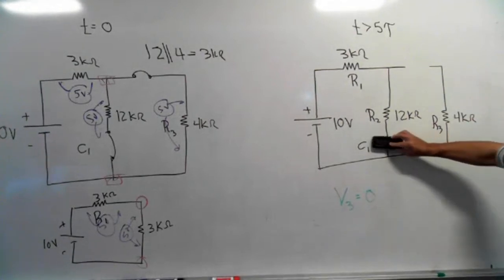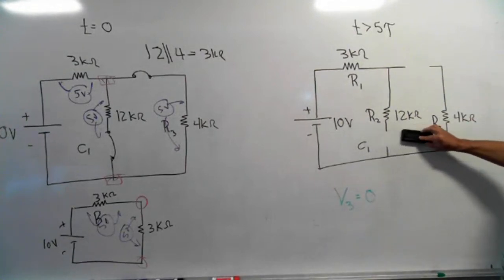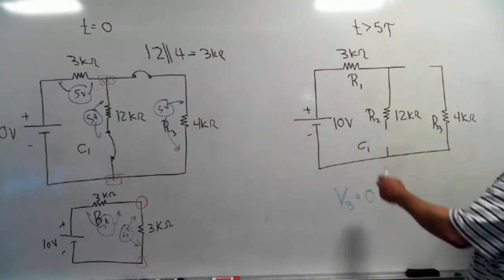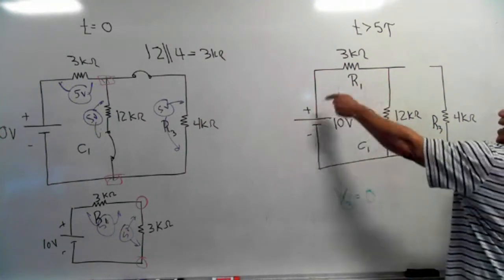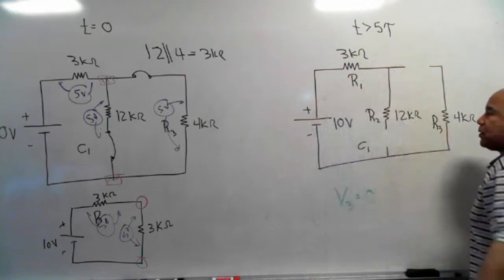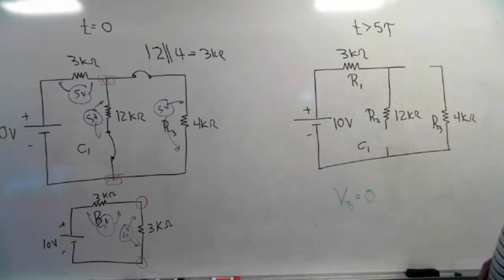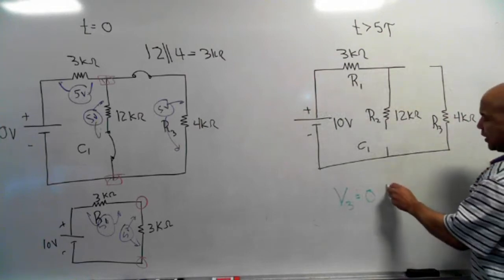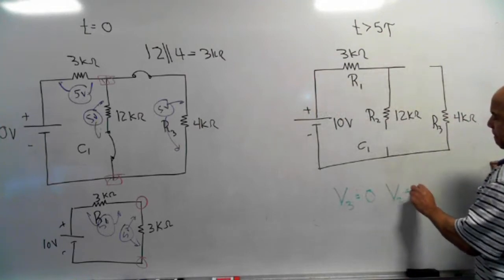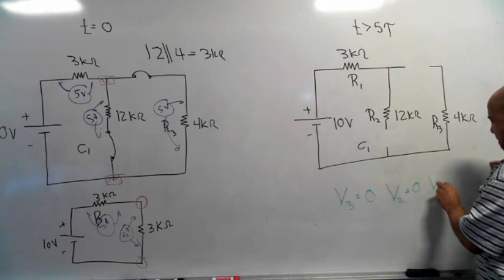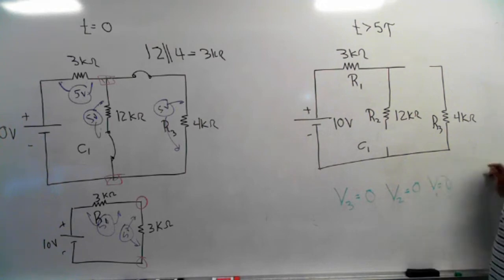This capacitor, when I open it up, is going to stop any current flow through R2 and R1 because I have all open circuits. There's no way for current to go from the positive terminal to the negative. Therefore, the voltage across each resistor is 0 volts.